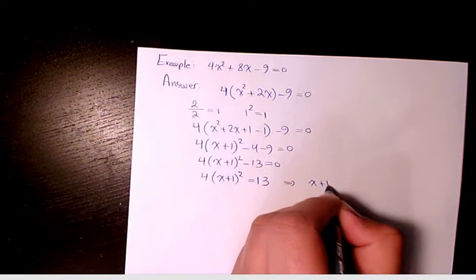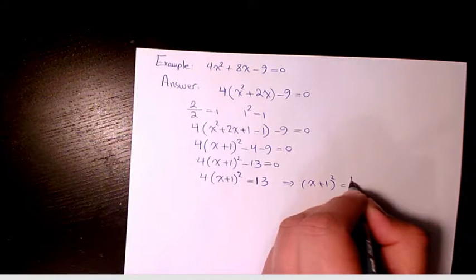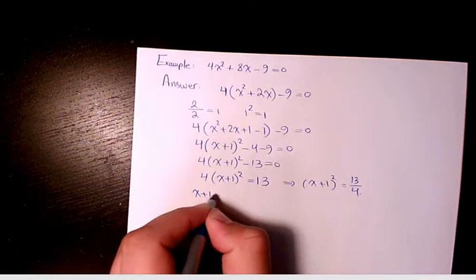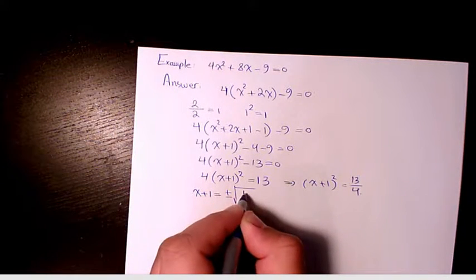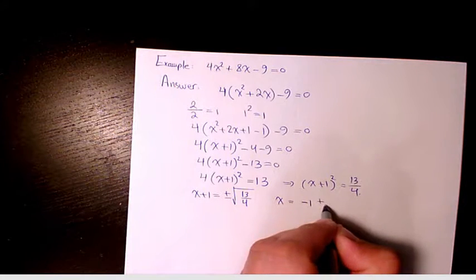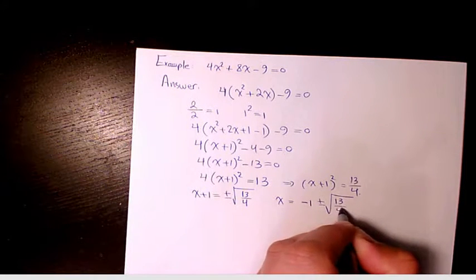Therefore, (x plus 1) to the power of 2 will be 13 divided by 4. So x plus 1 will be plus or minus the square root of 13 divided by 4. So x will be negative 1 plus or minus the square root of 13 divided by 4.